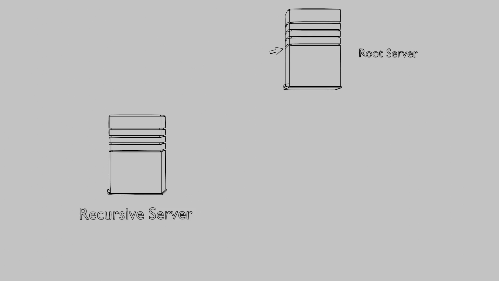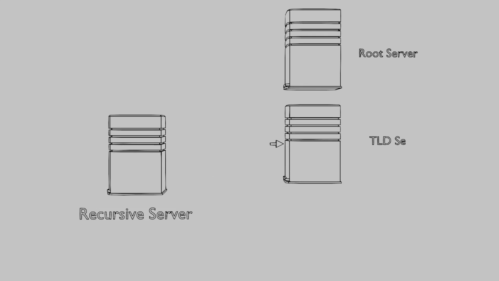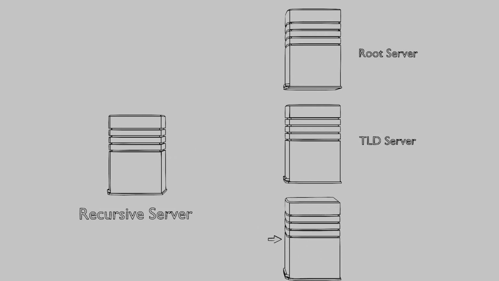The root servers direct the query to the top-level domain servers like .com, .org, and others. These TLD servers know where to find the authoritative servers that have the exact information you need. The authoritative server responds with the IP address of the requested site, and this information travels back to your computer.